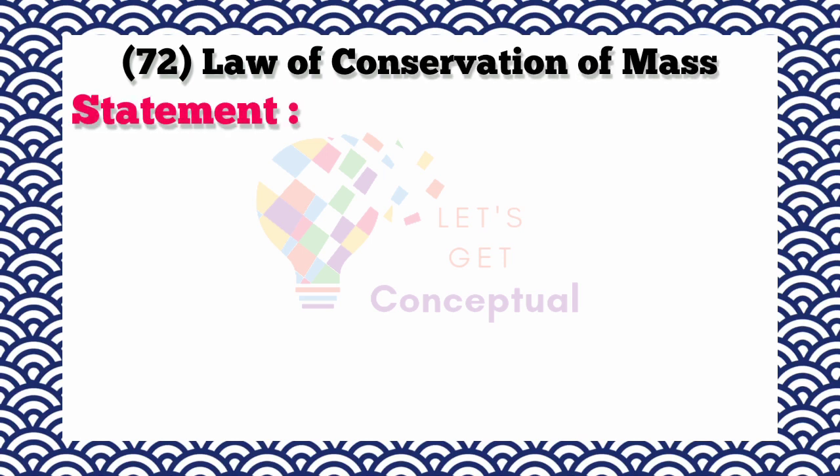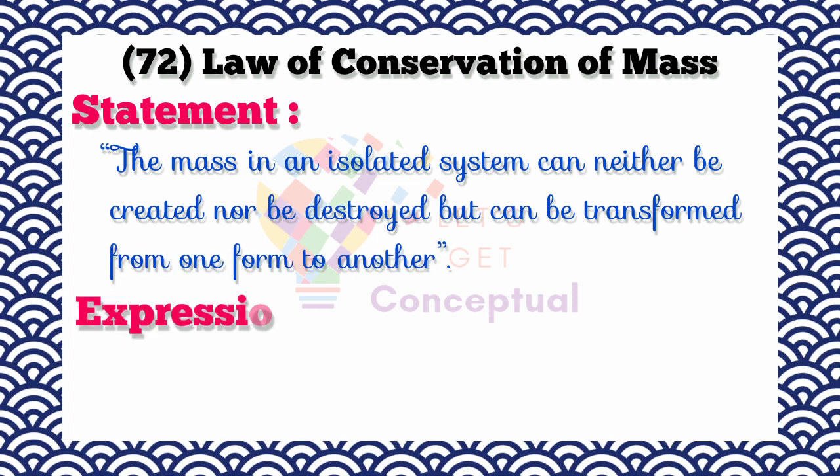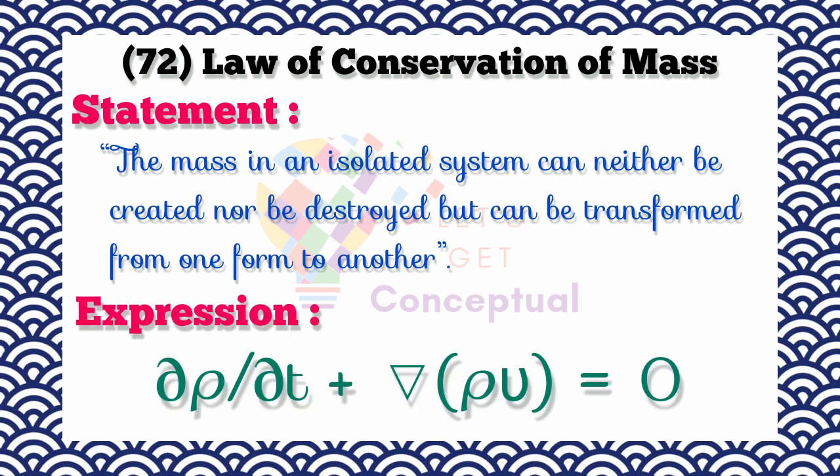Number 72. Law of conservation of mass. Statement: the mass in an isolated system can neither be created nor be destroyed but can be transformed from one form to another. Expression: ∂ρ/∂t plus ∇·(ρV) equals 0.